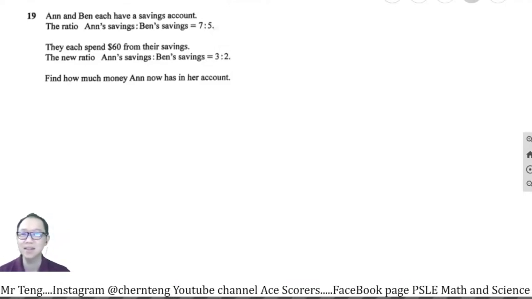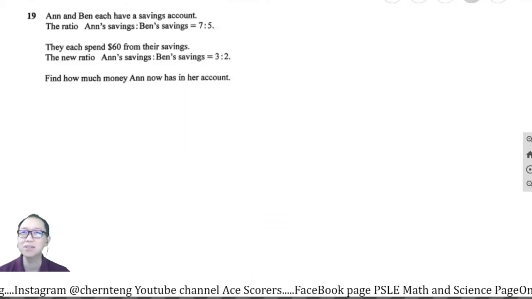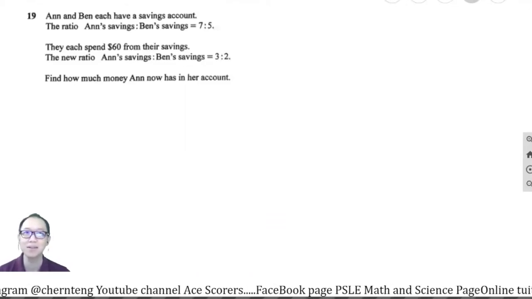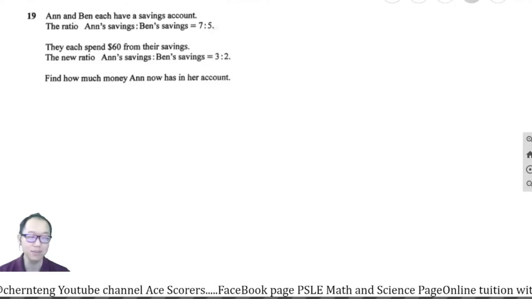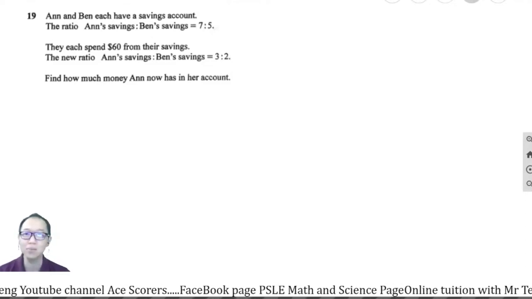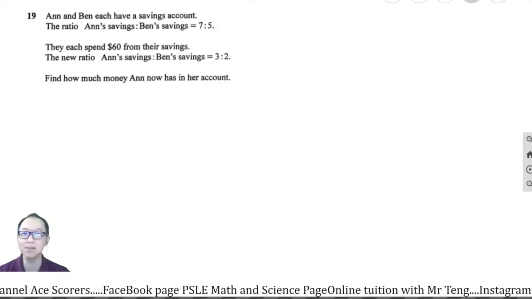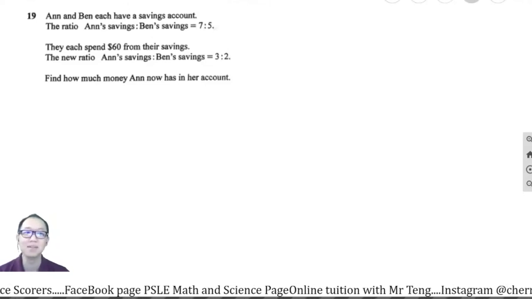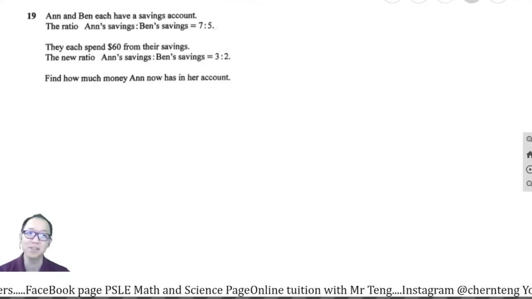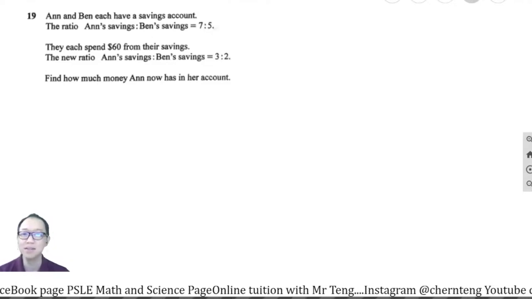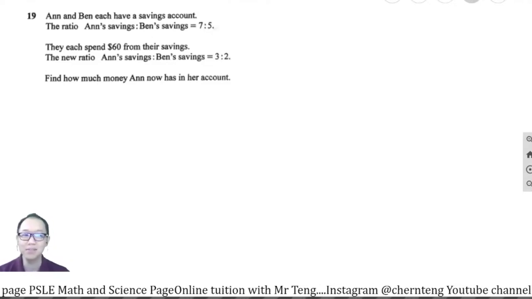Seriously, this is actual P6. I mean, it's not an actual P6 question, but it's a P6 format. They call this before and after difference and change. Why? Because the difference doesn't change. The difference between N and Ben is the same before and after. So it's called before and after difference and change.